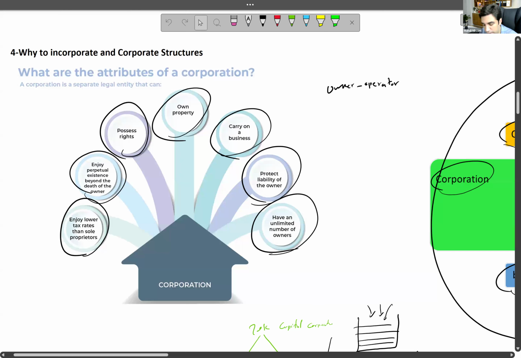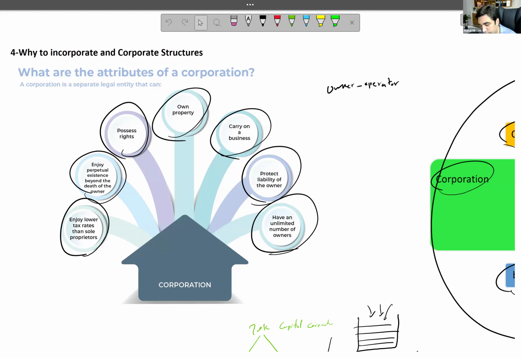We said that we can enjoy lower tax rates, and enjoy perpetual existence beyond the life of the owner. It can possess rights: it can rent a place, lease a car, all those things. It can own property like an individual and carry on business as we expected. Anything that is in the corporation, we are protected from. If someone wants to sue a business, they're going to sue the corporation, not us. And at the end, unlike the sole proprietorship, it can have an unlimited number of owners.